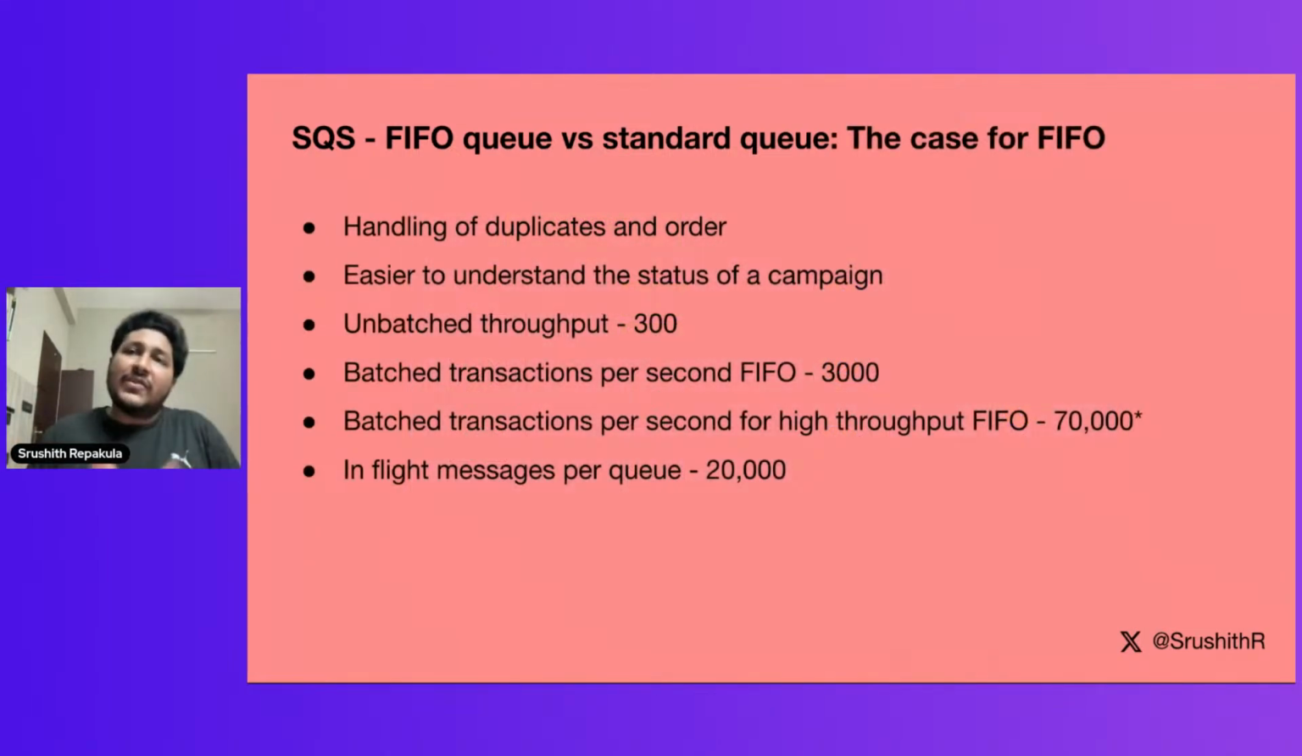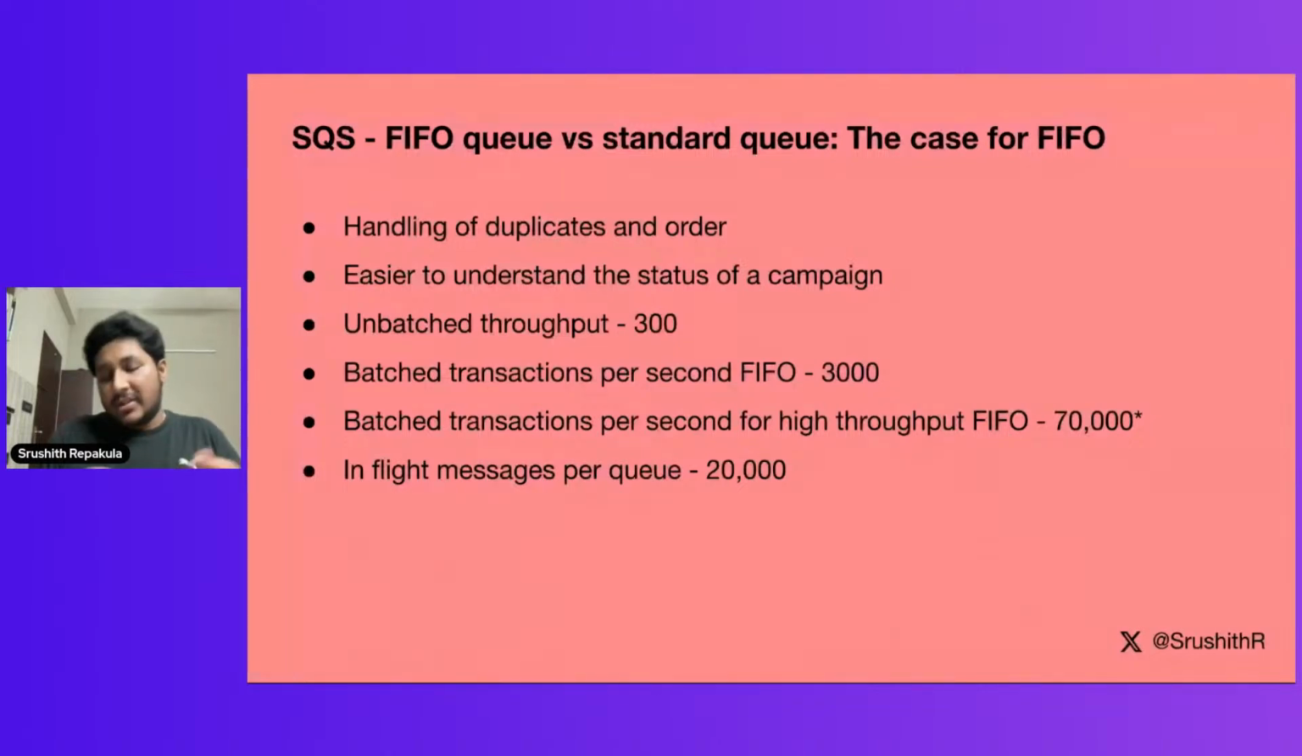So what was the case for FIFO queues, right? You might think about it and say, yeah, FIFO queues make sense because I have 100 participants and I have to send emails to 100 participants, so I can just use a FIFO queue so that they are sent out in order. True. And the other advantage of FIFO queue is that it can handle duplicates and, of course, maintain the order, right? So that comes out of the box.